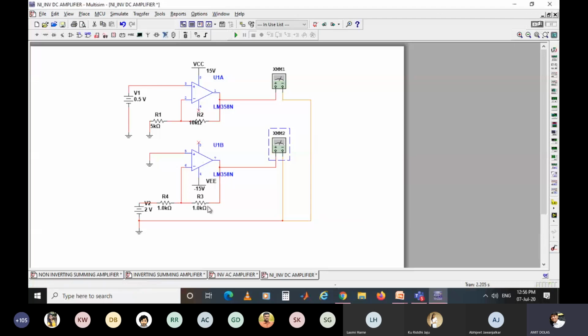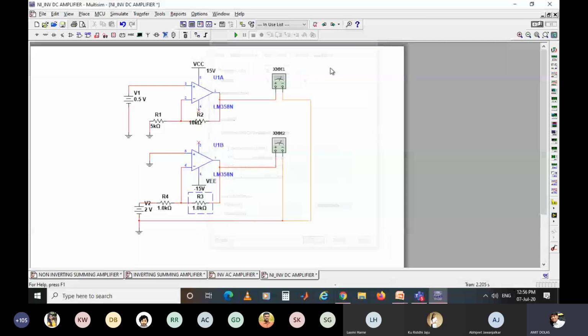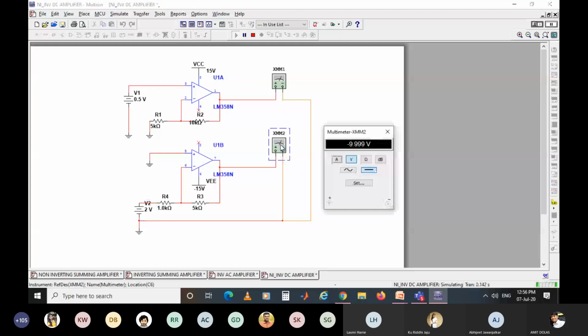Let's change that ratio and then we'll stop. So what I will do, I will make the ratio 5. So I will do this 5K. So this feedback resistance 5K divided by input resistance 1K, gain will be 5. Input to inverting terminal is 2 volts. So 5 into 2, it is expected 10. As it is inverting mode of operation, it is expected minus 10. So let's see. So it is minus 9.999, which is nothing but minus 10 volt.